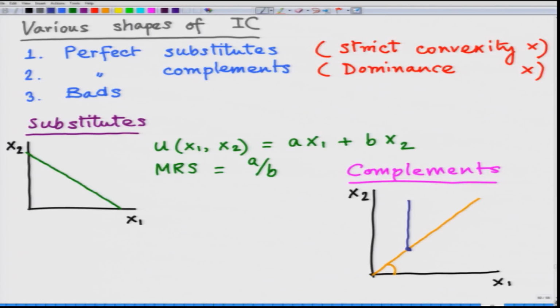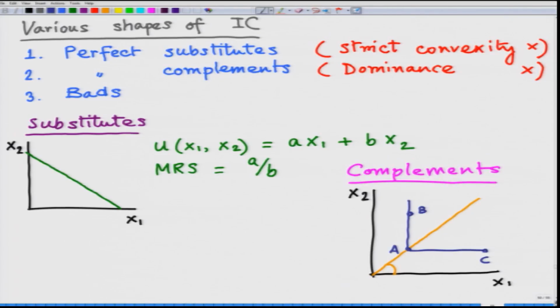So, he will be indifferent between this point that we have already drawn here, A, and say a point B here. Similarly, if the consumer is given some extra units of x1, but he or she is not given extra units of x2, then the consumer can be here, say a commodity bundle C. So, in that case also the consumer is indifferent between this bundle A and C, because he cannot use the additional units of x1 as he does not have that many units of x2.